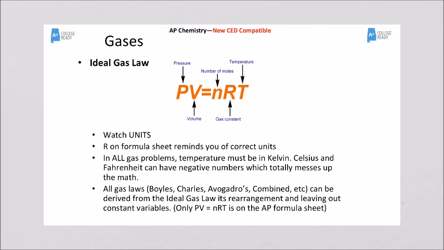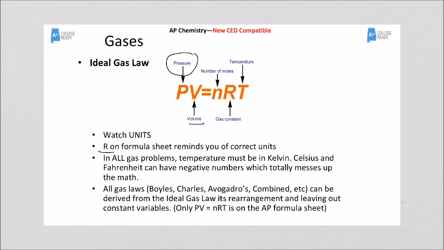First of all, it's really important that you watch your units. The R on the formula sheet, there are 3 versions of that. It reminds you of what units you need to have. So whatever units the pressure you're given is in, that's going to govern which R you use on the formula sheet. Most commonly, maybe we'll have atmospheres. We could have millimeters of mercury. Again, make sure you've looked at that formula sheet.